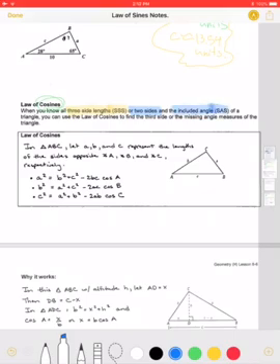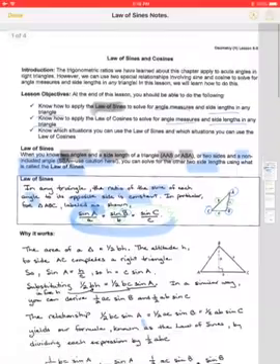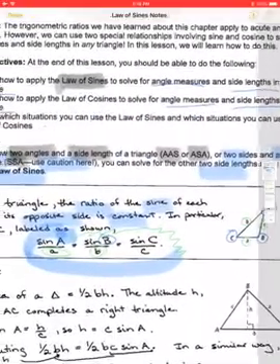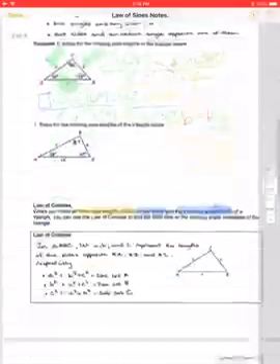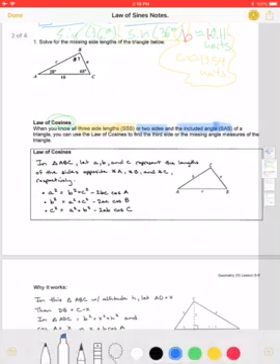So this is different in comparison to the law of sines because recall, with law of sines, we would use that if we were dealing with AAS or ASA or SSA. Now we can use law of cosines if we're dealing with three sides or side-angle-side specifically. This allows us to find the third side of our triangle or the missing angle measures of the triangle.